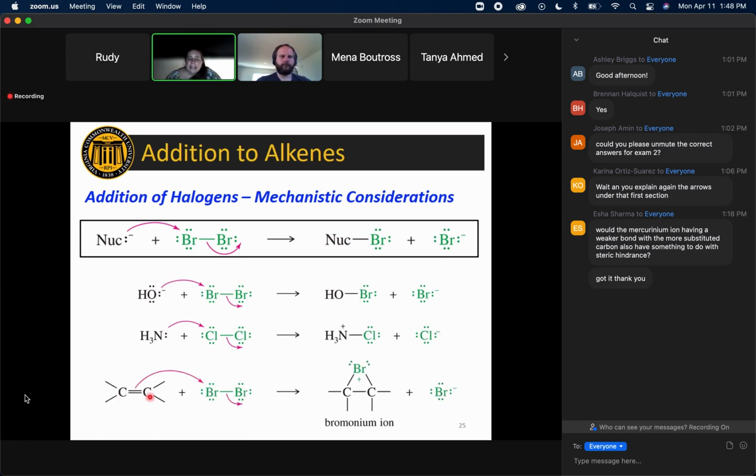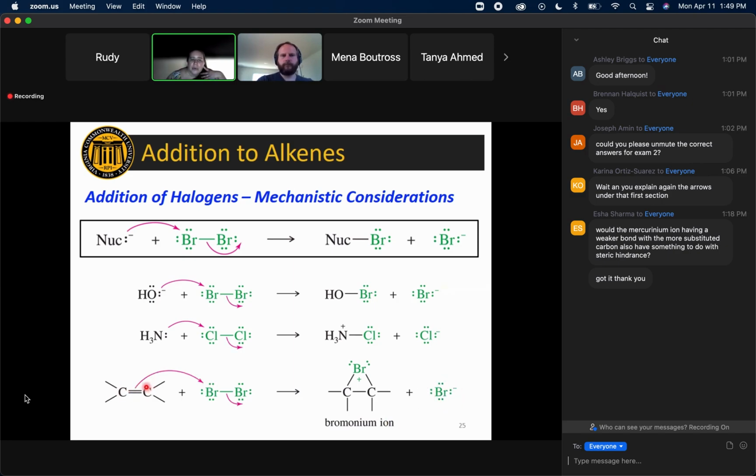When we do this with an alkene, it works the same way, except that in an alkene, we use these pi electrons as a nucleophile, which, remember, is our typical way of reacting alkenes. When we do that, we're still going to break this bromine-bromine sigma bond. We're still going to send those two electrons with Br as Br minus.